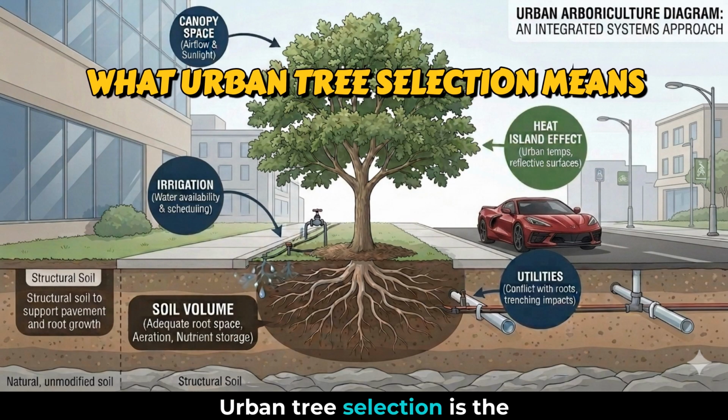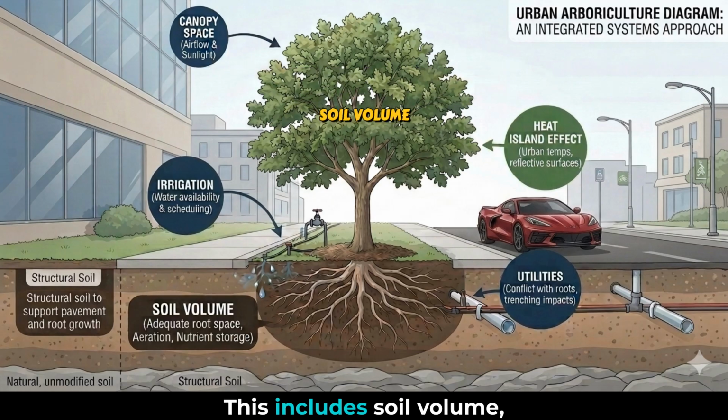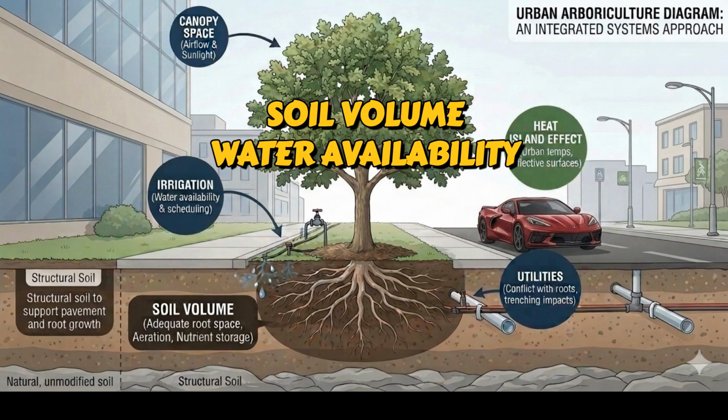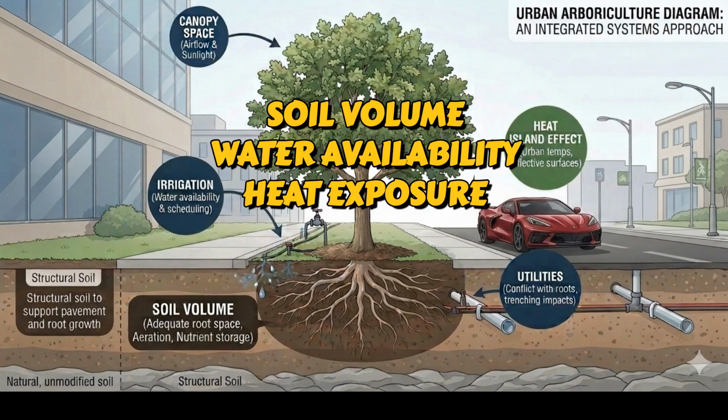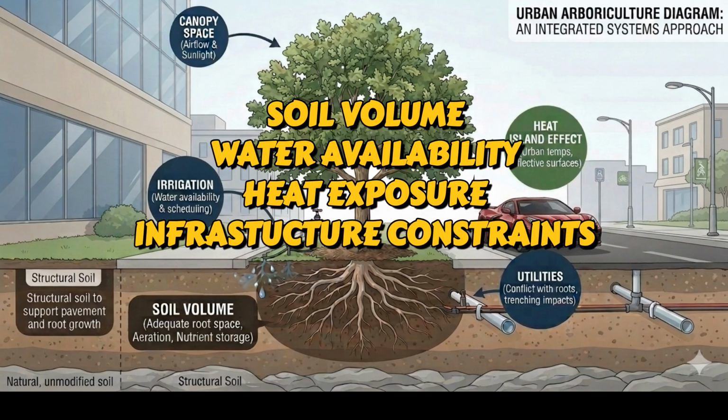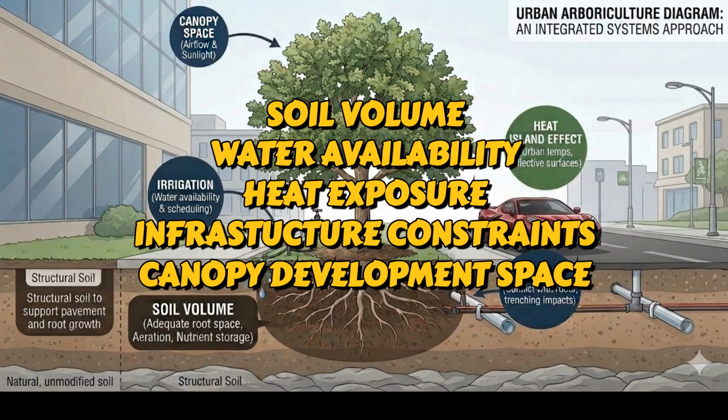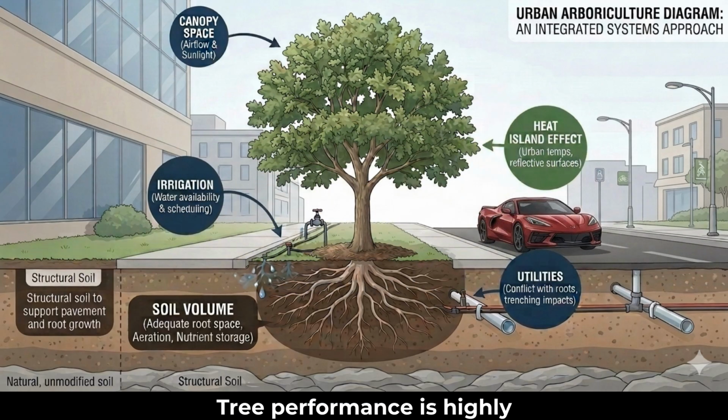Urban tree selection is the process of matching a tree's biological characteristics to the conditions of the site. This includes soil volume, water availability, heat exposure, infrastructure constraints, and long-term canopy development space. Tree performance is highly dependent on how well site conditions align with species-specific growth requirements.